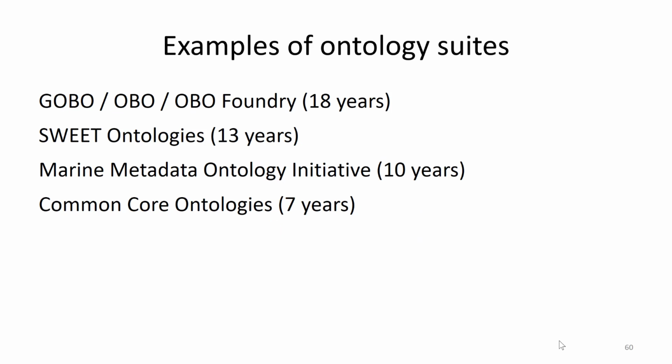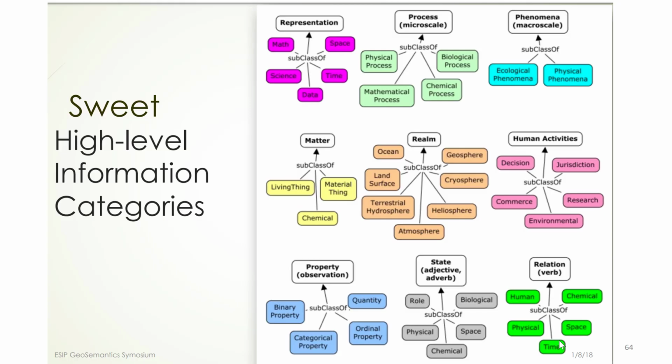So here are some examples of ontology suites. The original version of OBO was actually called GOBO, Global Open Biomedical Ontologies. They dropped the G. The SWEET suite of ontologies I'll talk about a little bit. They are also an old suite which is still alive, originally founded by the Jet Propulsion Lab. And then there is the Marine Metadata Ontology Initiative, which is also quite long-lasting, but which I won't talk about because I can't detect any life in it, and maybe I'm just not looking in the right places. And then there are the Common Core ontologies, which I will just mention in passing.